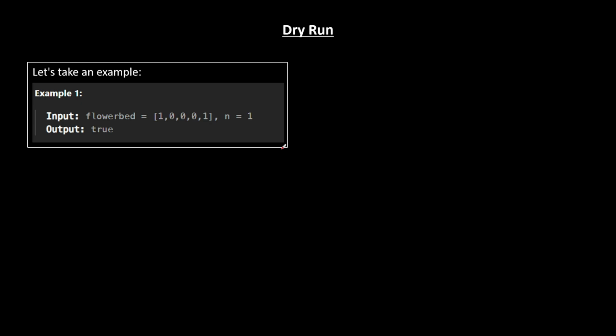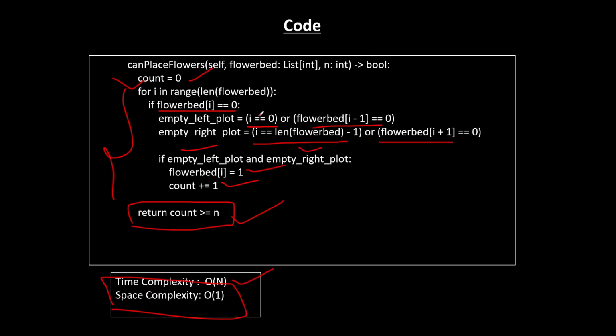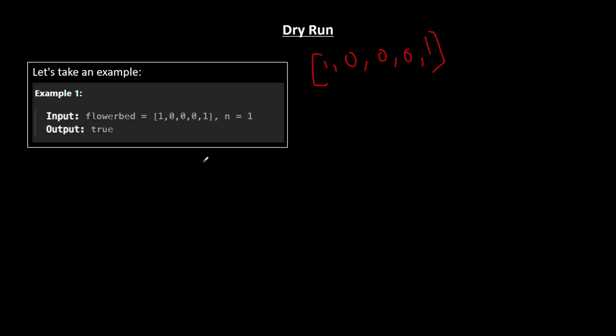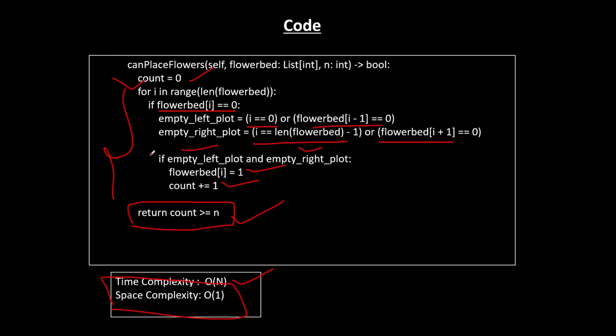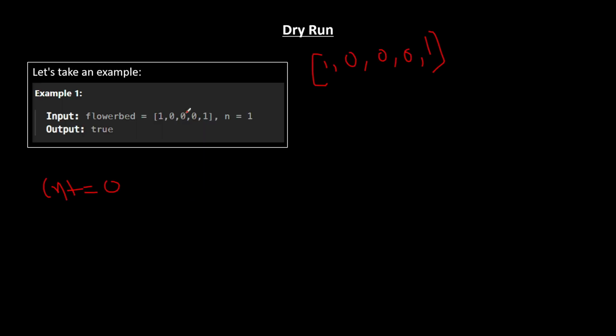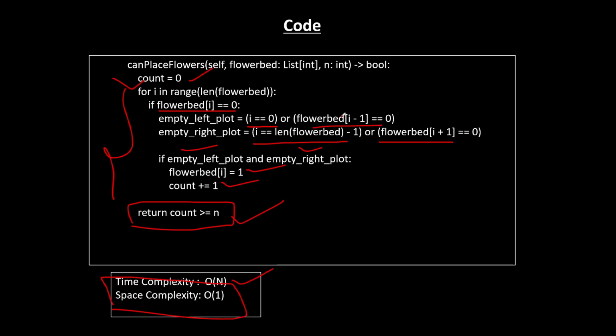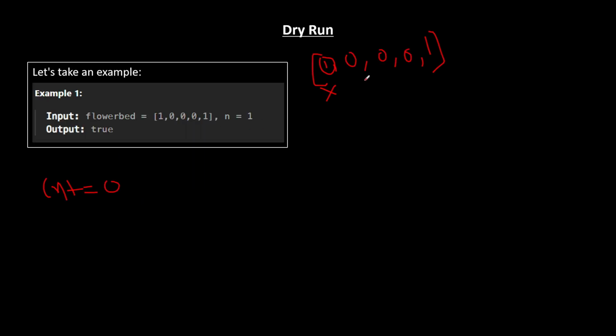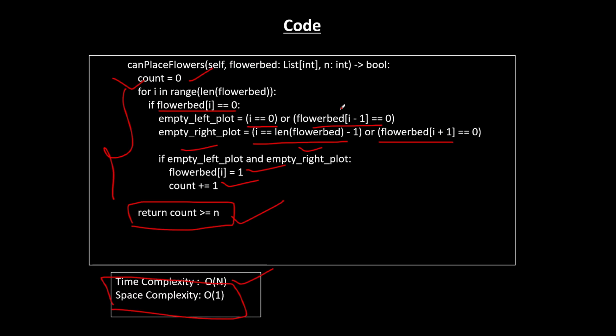Let's understand the dry run. 1, 0, 0, 0, 1. Okay, n is 1. What is our code doing? Initializing count to 0. So count is 0. Okay. If the flower bed is 0. We can see that flower bed of I at index 0 is not 0. So what we're going to do? We're going to skip. Nothing is going to happen here. We will come here. We will check if it is 0 or not. It is 0. Okay, the first condition passes.